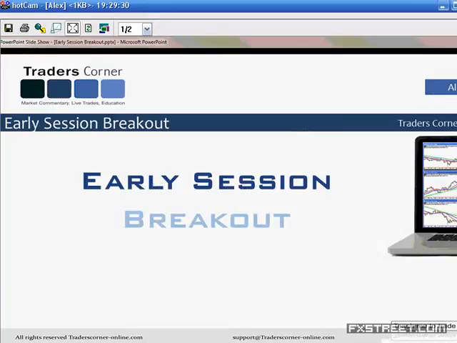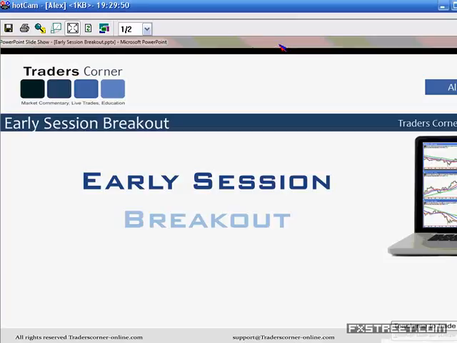But in today's session, we're going to talk about the early session breakout. Basically, this is a technique that I've used before. I don't use it so much anymore because you guys know I love my range bar stuff, and I've got a specific way of trading that. However, this is something that can be very, very profitable. You have to be quite disciplined and wait for the right setups. But when you do get the right setups, you can get some really good moves off of this.